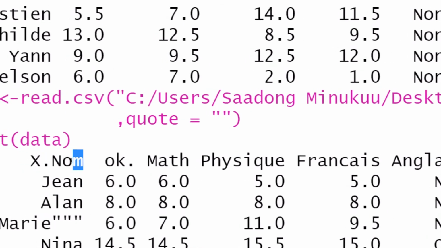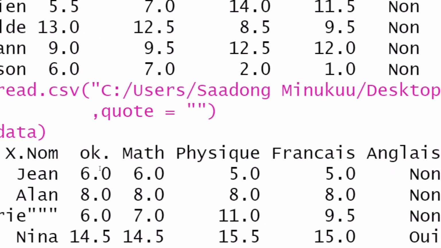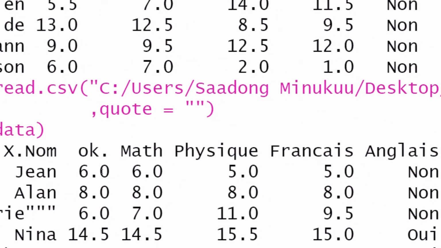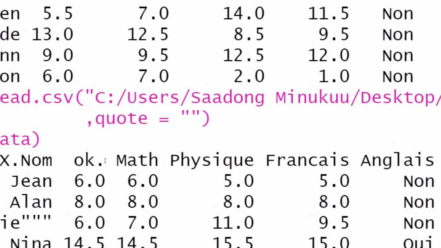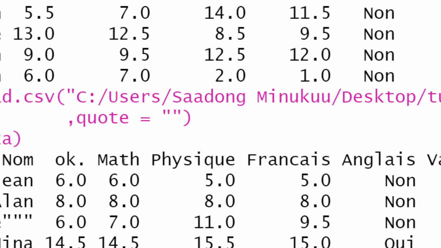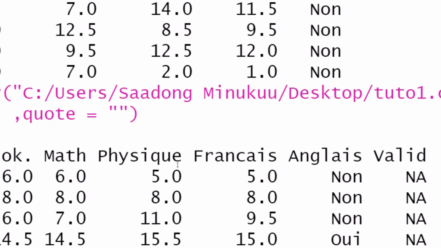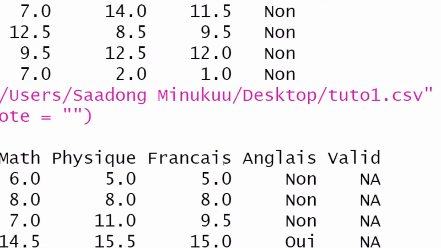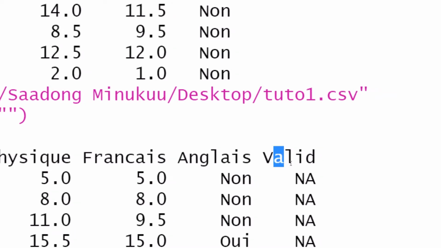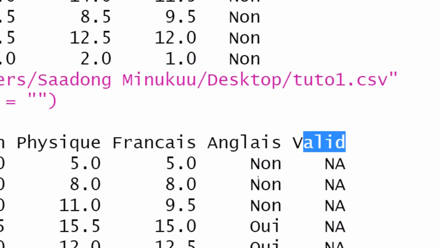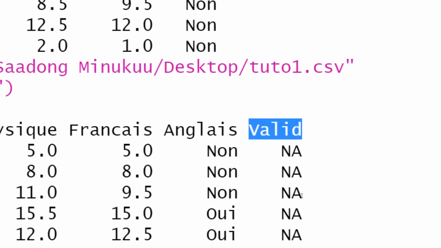So the name here stands for the names, and the okay has been shifted to take the place of marks for mathematics. Marks for mathematics has taken the place of marks for physics. Marks for physics has taken the place of marks for French. Marks for French has taken the place of marks for English, and marks for English has now taken the place of the validation, this categorical variable. And now this categorical variable is left with no data.